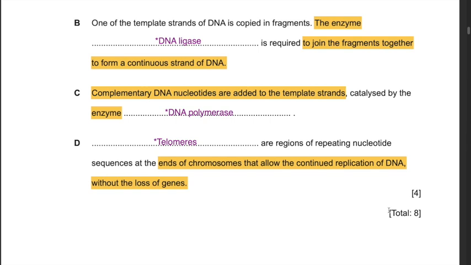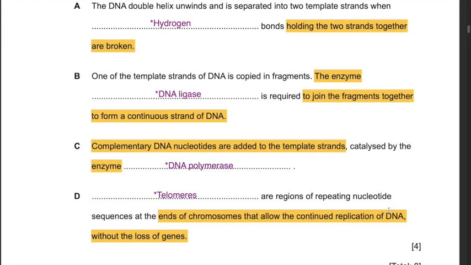Therefore, the answer over here is telomeres are regions of repeating nucleotide sequences at the ends of chromosomes that allow the continued replication of DNA without the loss of genes. This question is pretty easy and is totally based on the process known as DNA replication. And the enzymes that are definitely involved in DNA replication are DNA ligase as well as DNA polymerase.